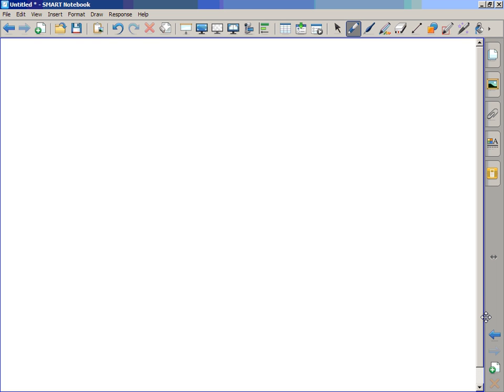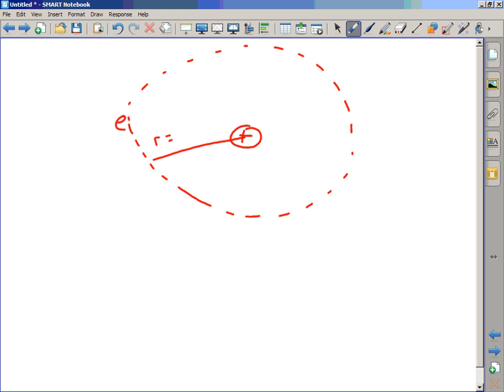Let's say I've got a proton right here. Proton, right? And then orbiting around it is an electron. The radius r equals, let's make it 19 picometers for fun of it. Go ahead and expose you to this idea of pico.